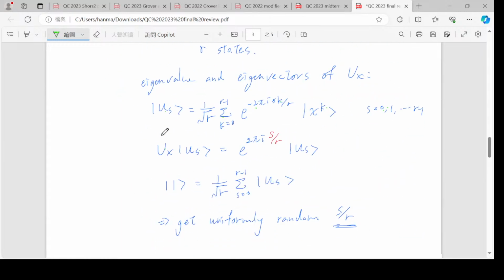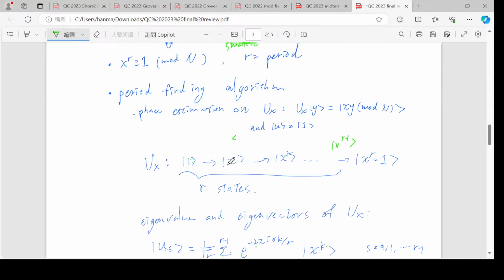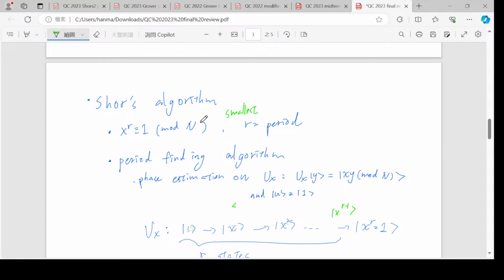Okay, and so when we do phase estimation with the second register being this |1>, then we'll get s over r, uniformly random because it's a uniform superposition and there are r of them, which means each one has a probability equal to 1 over r. Okay, so that's how you do phase estimation. So that's how you do period finding in Shor's algorithm.